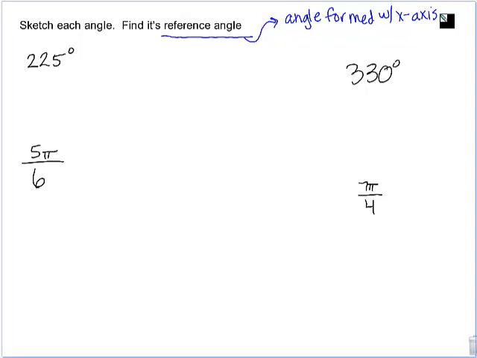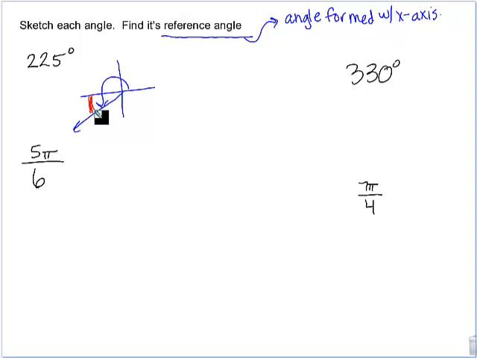Okay, so 225 degrees. Which quadrant does 225 degrees end up in? The third quadrant. So we'd sketch it. Okay, that's what we did a couple days ago. Okay, and then its reference angle is we want to know what angle it forms with the x-axis. So here, this would be its reference angle.